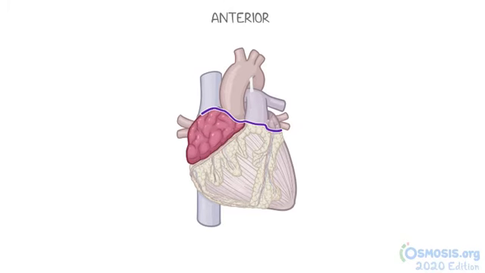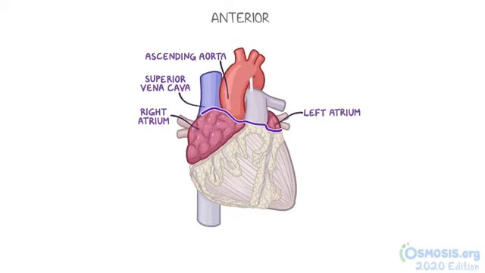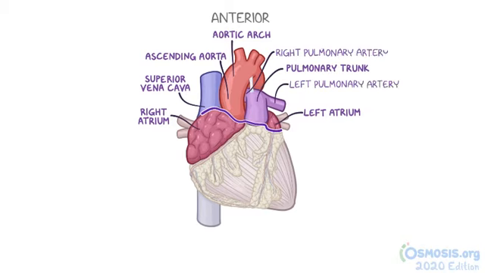The superior border is formed by the right and left atria. Along the superior border, from right to left, there's the superior vena cava, which enters the right atrium. Then there's the ascending aorta, which emerges from the left ventricle and then curves posteriorly to form an arch, called the aortic arch. Finally, there's the pulmonary trunk and its 2 branches, the right and left pulmonary artery, with the right pulmonary artery going under the aortic arch.